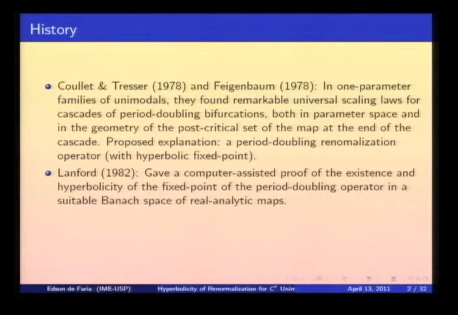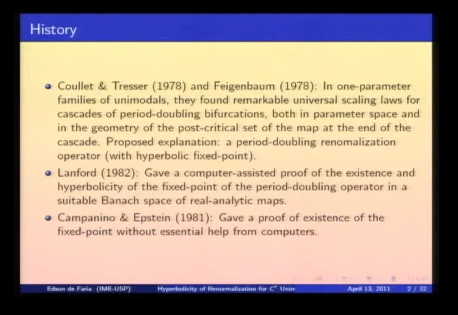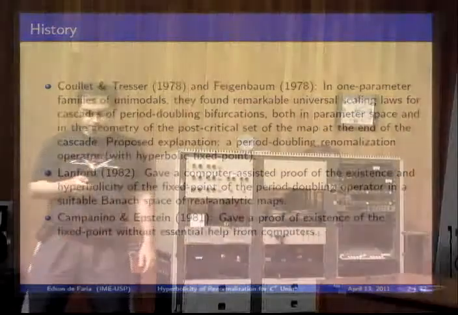So this was a computer-assisted proof, and more or less at the same time, shortly before actually, Campanino and Epstein gave a proof of the existence of the fixed point for this period doubling operator without essential help from computers. I say without essential help because there's some moment in the paper where they use some inequality that they only know is true because they did some computations on the computer. But it's quite different from the sort of very difficult interval arithmetic kind of numerical analysis that Lanford had to use in his work, okay?